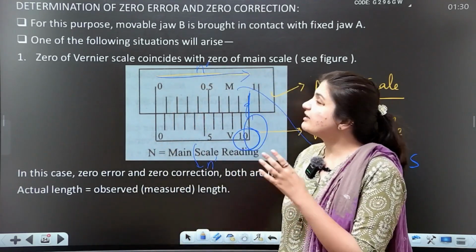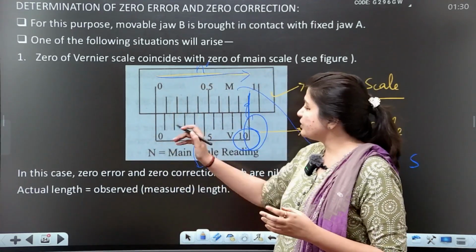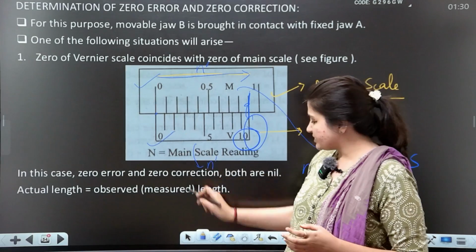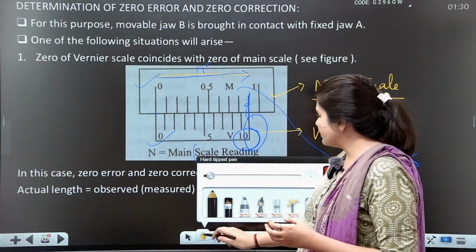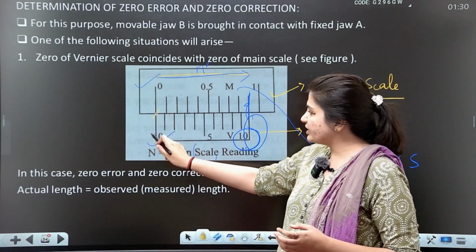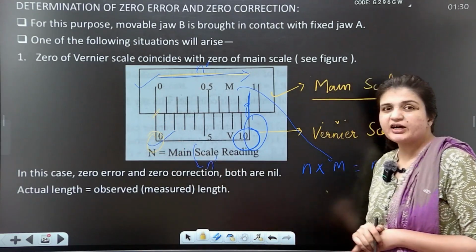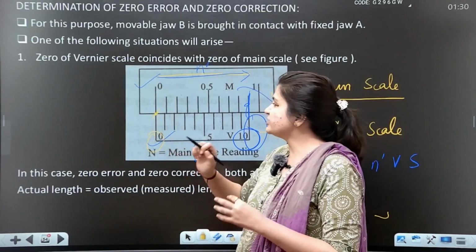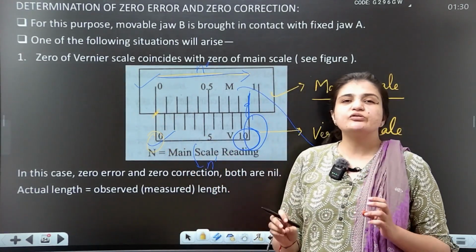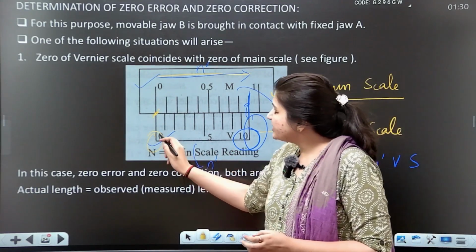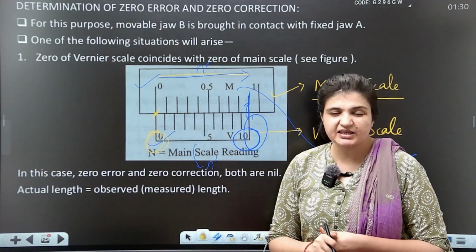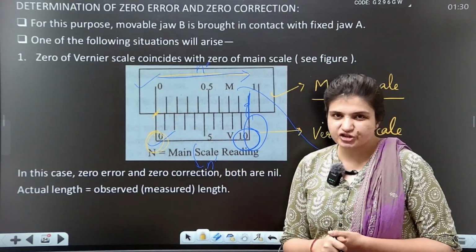Now in the zero error, how to see it: this is the main scale and this is the vernier scale. The main scale 0 is coinciding with the 0 of the vernier scale. So here we see that there is no zero error, because the 0 of the main scale and the 0 of the vernier scale are at the same position.